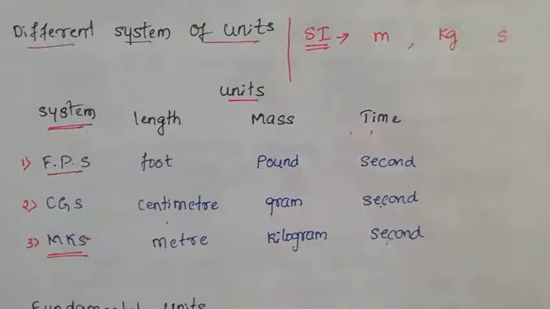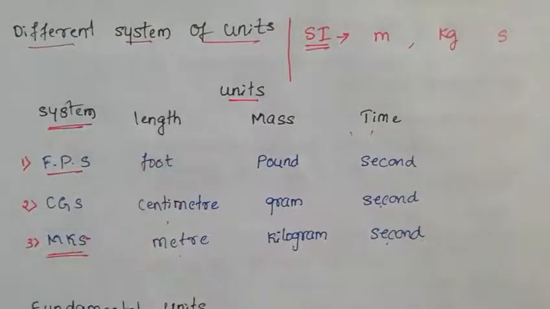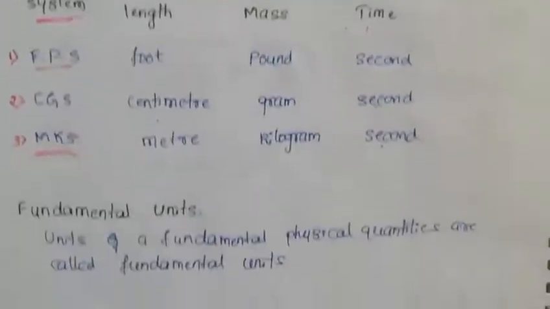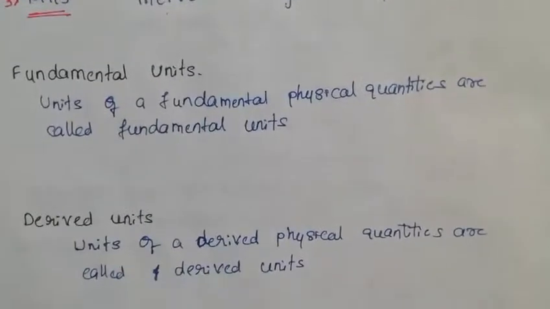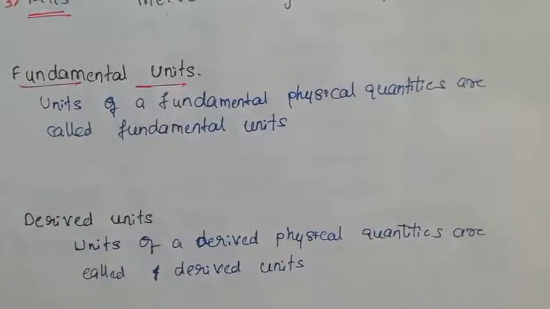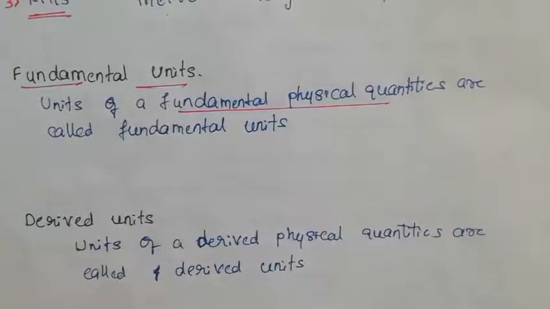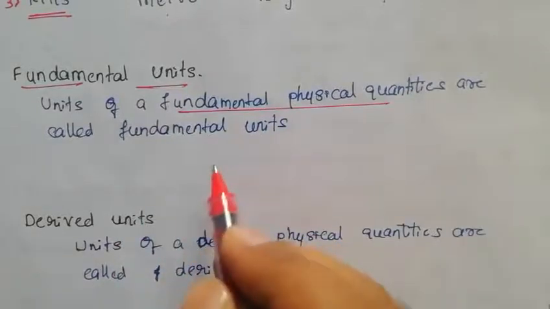Now let us discuss. We have taken different systems of units. Since there are two types of physical quantities, there must be two types of units. So what are those units? Let us discuss them now. One is the fundamental unit. What are fundamental units? The units we use to express the fundamental physical quantities we call fundamental units.